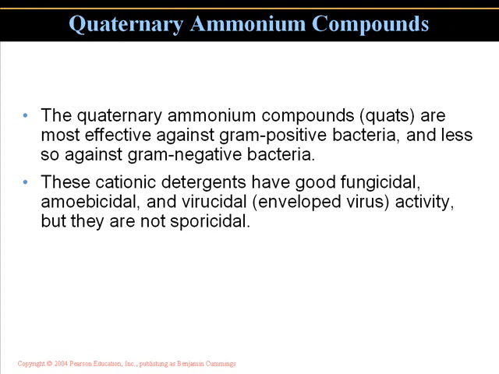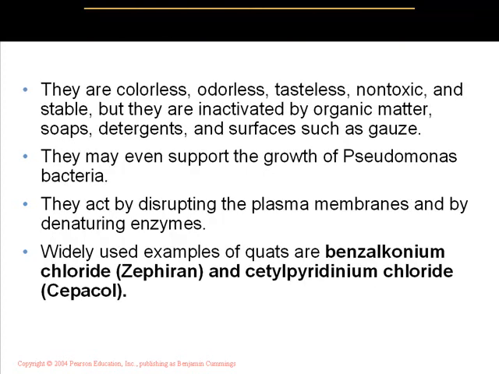Again, you saw using the quat in the culture medium early on helps to determine when you see the zone of clearing, that we know that they're most effective against gram-positives. If we don't see inhibition of growth, sometimes we can make the correlation that this must be a gram-negative organism. Cationic detergents have good fungicidal, amoebicidal activity. Amoebas we hadn't talked about, they're one-celled organisms as well. Virucidal, they have enveloped virus activity, but they are not sporicidal. So anything that produces spores may not be inhibited by the use of quaternary ammoniums.